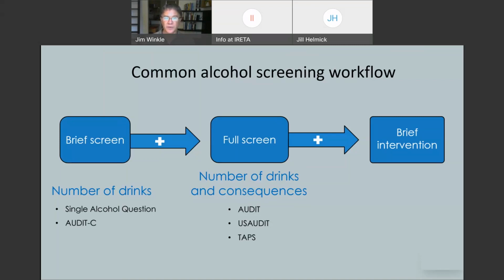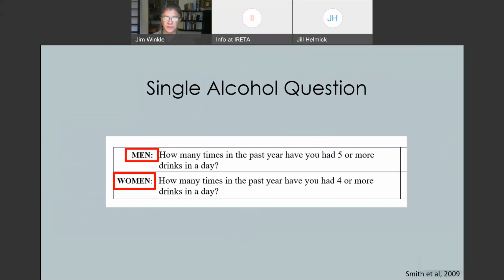So the workflow here, this pretty much covers what we typically see in our primary care setting or emergency medicine where we want to screen for alcohol use. So these tools in black here, the single question, the audit C, the audit, the US audit and TAPS are probably the most commonly used tools in the US to do this. And this is what we're going to look at today, right now. So let's look at the single alcohol question.